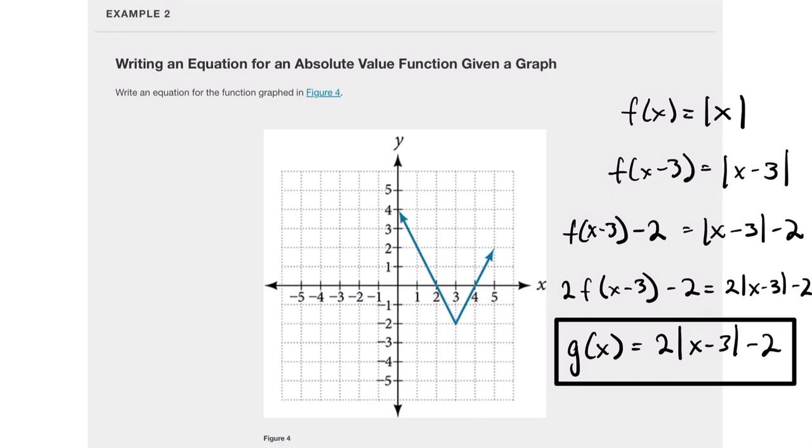So, for instance, when x is 3, we should get a result of negative 2. And we do, right? If you let x be 3, this term goes to 0, and we're only left with negative 2. When x is 2, I'm just choosing a few test points to make sure that they work. When x is 2, the corresponding y should be 0. So then 2 minus 3 is negative 1. Absolute value of negative 1 is 1. So then 2 minus 2 is 0. Right? So you can choose a few more test points.